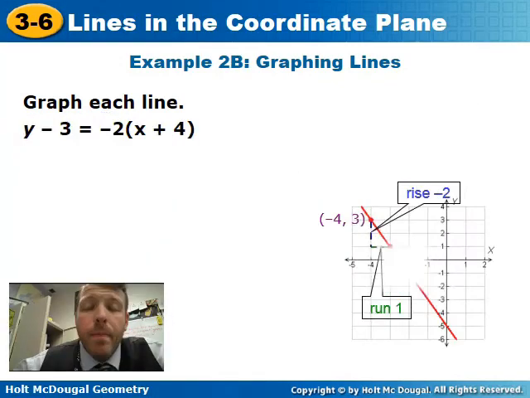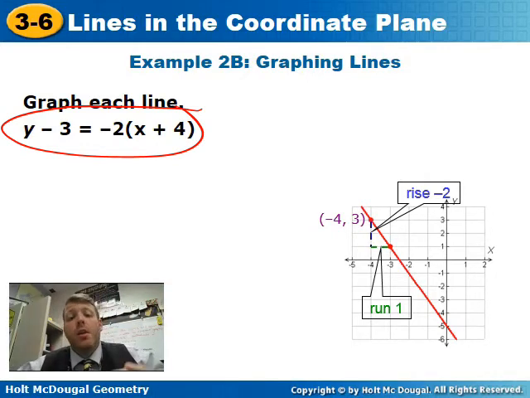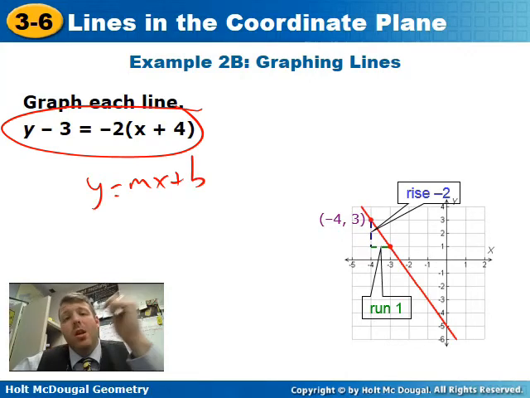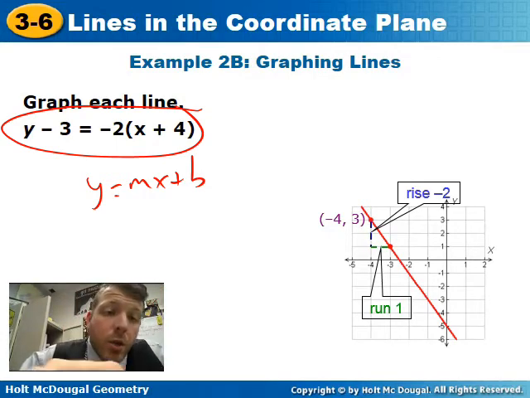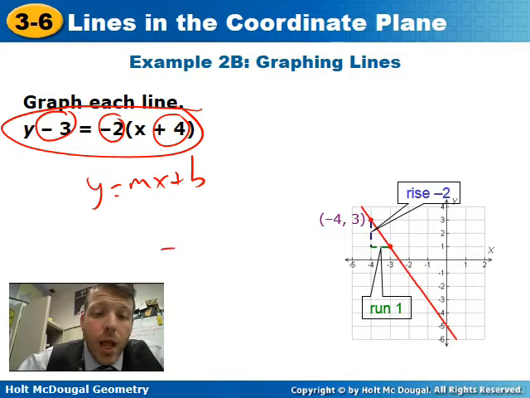Now we're going to graph a line that's in point slope form. You can do this one of 2 ways. The first way is you could solve this for y so that it's in y equals mx plus b form. It's kind of up to you. For me, I'm just going to use the other way, which is I know the slope is -2, and I know a point. The point is going to be (-4, 3), because the x-value has to be the opposite of what's shown here.